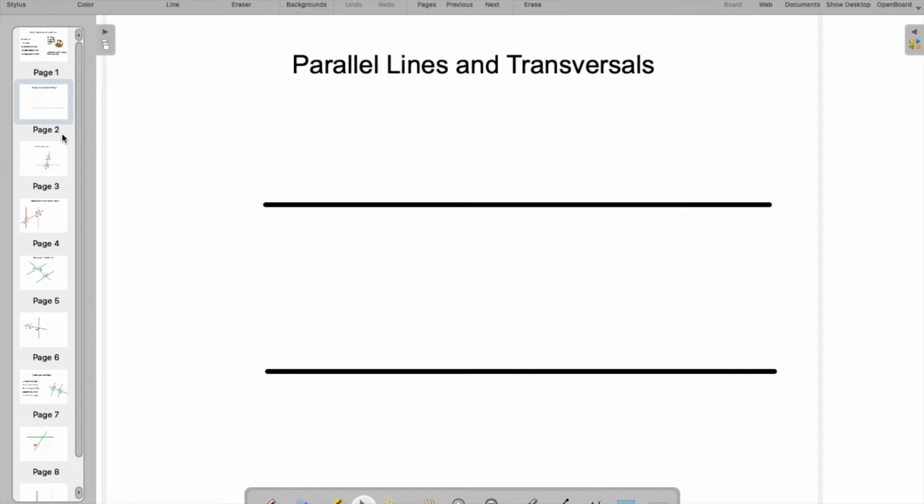So the first couple terms we got to talk about are what are parallel lines and what are transversals, okay? So parallel lines are any lines that never intersect, okay? So as long as two lines are going infinitely in the same direction and will never cross, they are what we call parallel. A transversal line is a line that cuts or intersects two parallel lines.